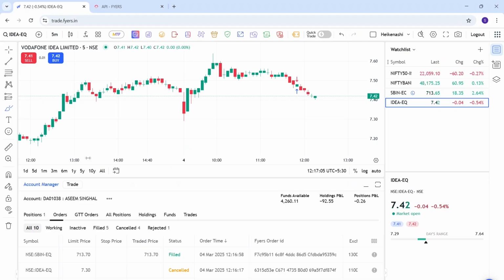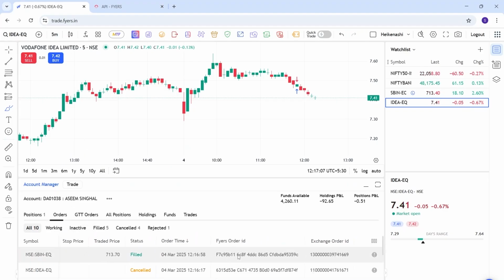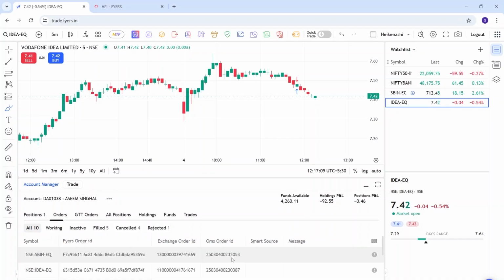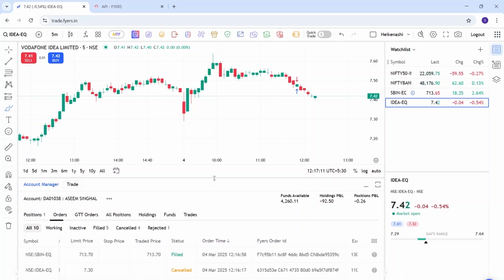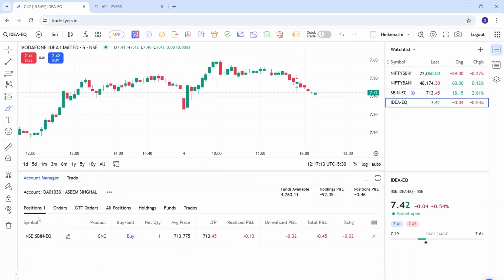Let us check it out here. You can see this is the order 053 here, and it's already filled because it was a market order. I already have a position in SBIN now. So again, this is working perfectly.